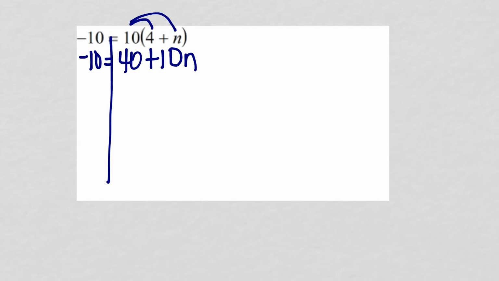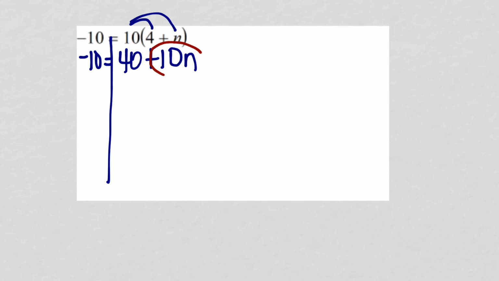I'm going to drop my line. I notice I have parentheses. They need to go first. So 10 times 4 is 40, and 10 times n is written as plus 10n. Since there is absolutely nothing going on over here besides that minus 10, it gets brought down.